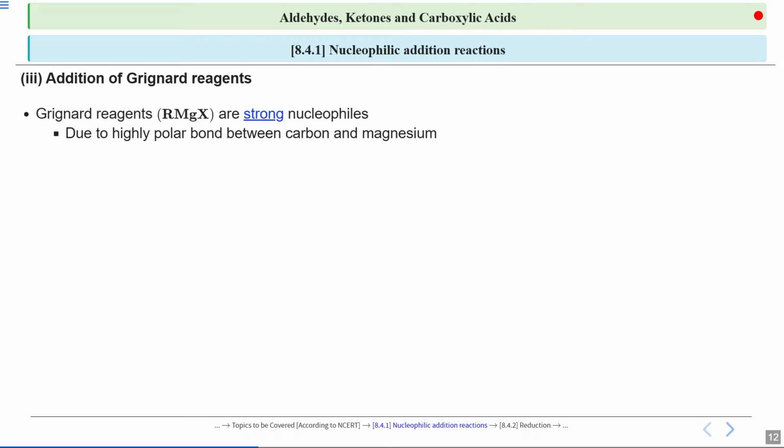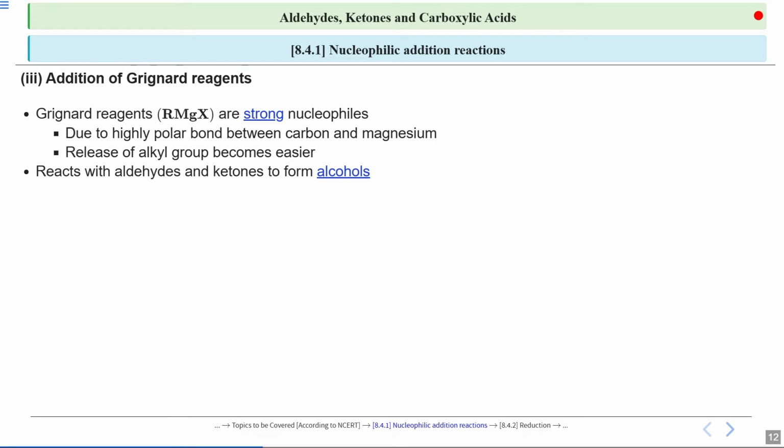Because of the presence of the highly polar bond between carbon and magnesium, carbon becomes electron rich and it attacks the electrophilic centers. Because of this polar bond, the release of the alkyl group from the Grignard reagent becomes easier. The alkyl group can leave easily because of this highly polar bond.